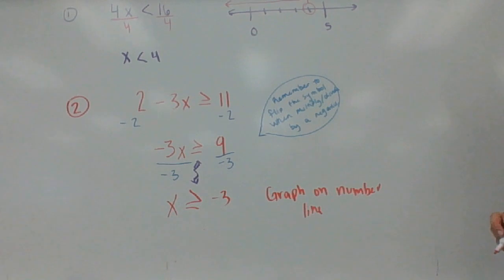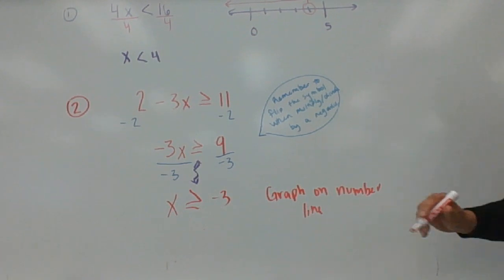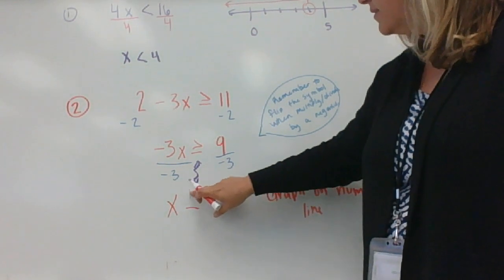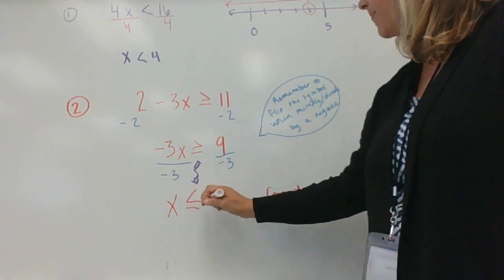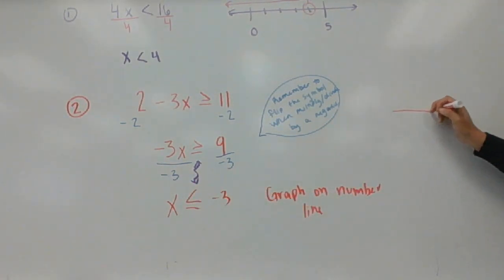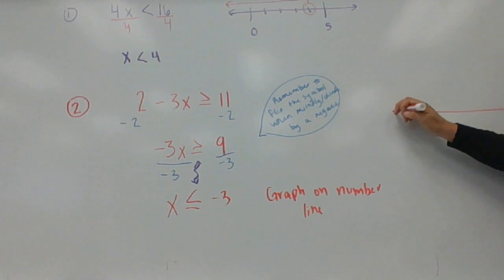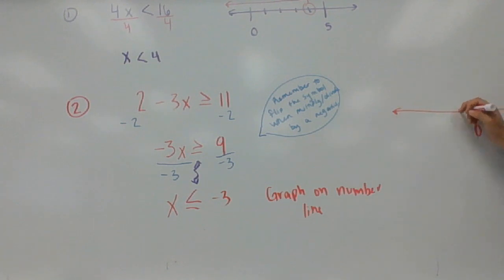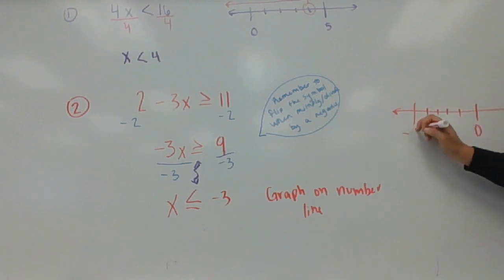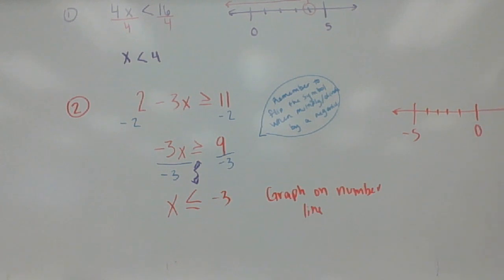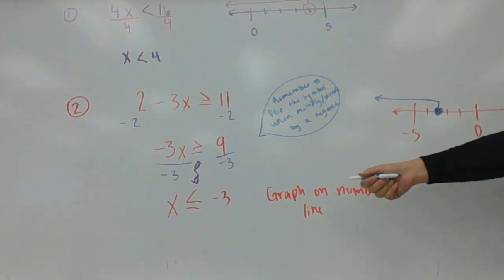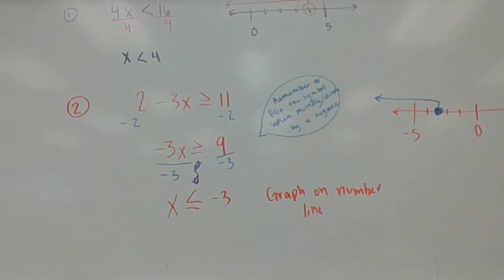Oh, I never actually flipped it. Make sure you flip it. I never did flip mine. Make sure you flip it. So here's 0, 1, 2, 3, 4, 5. I'm going to go to negative 3. I flipped it to be a less than sign. I have a closed dot because it's equal to, and it's going to the left.